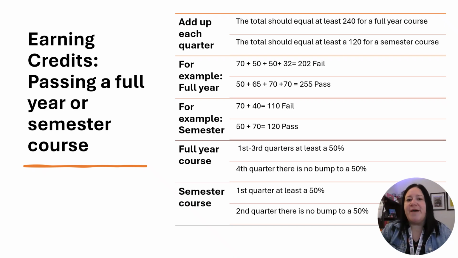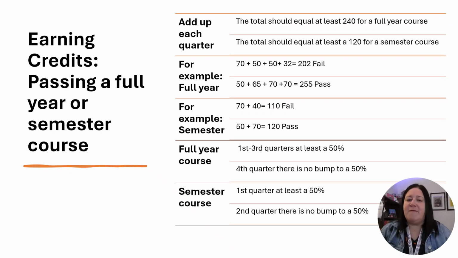But general rule of thumb is if you get a grade below 60 in a semester, you've got to make up those points in another quarter sometime throughout the year. So your best bet is to just pass every quarter. That's the easiest, surefire way to make sure you earn your credit. And just some other information that's important for you all to know.